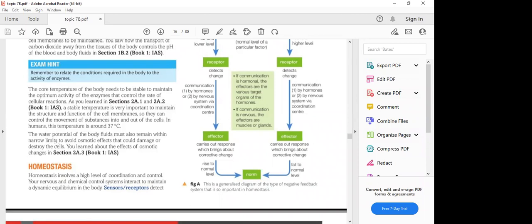The water potential of the body fluid must remain within narrow limits to avoid osmotic effects that could damage or destroy the cells. You learned about the effect of osmotic changes.